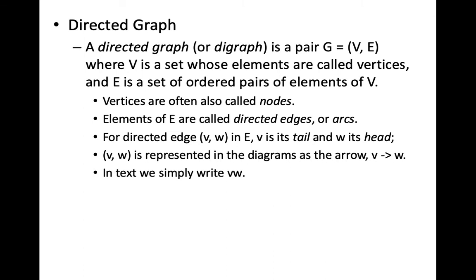A directed graph is quite different from an undirected graph. It's also called a digraph. It's a pair of a set of vertices and a set of arcs. V is a set of vertices and E is a set of ordered pairs of elements of V, which are called directed edges or arcs. For a directed edge VW, which belongs to E, V is called the tail and W is called the head. VW is represented as an arrow from V to W. So remember, V is the tail and W is the head. In text, we can simply write VW.